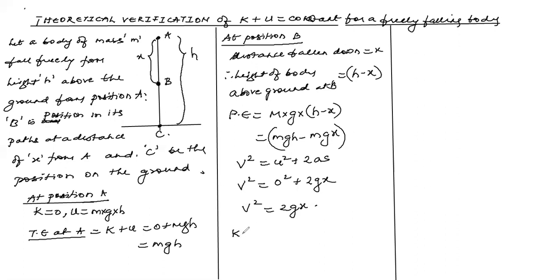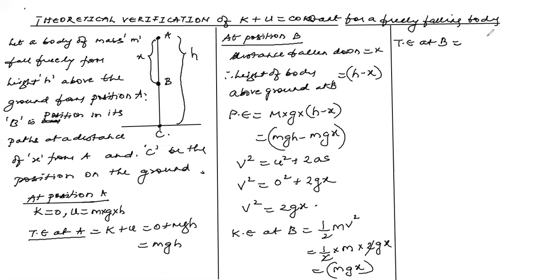Therefore, kinetic energy at B equal half into m v squared. So when I do half into m, and what is v squared? 2gx. So what gets cancelled? 2 gets cancelled. mgx. So what is kinetic energy at B? mgx.